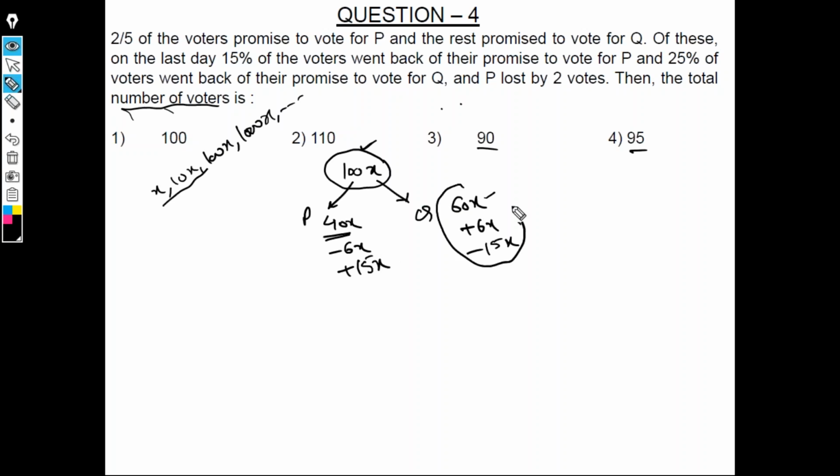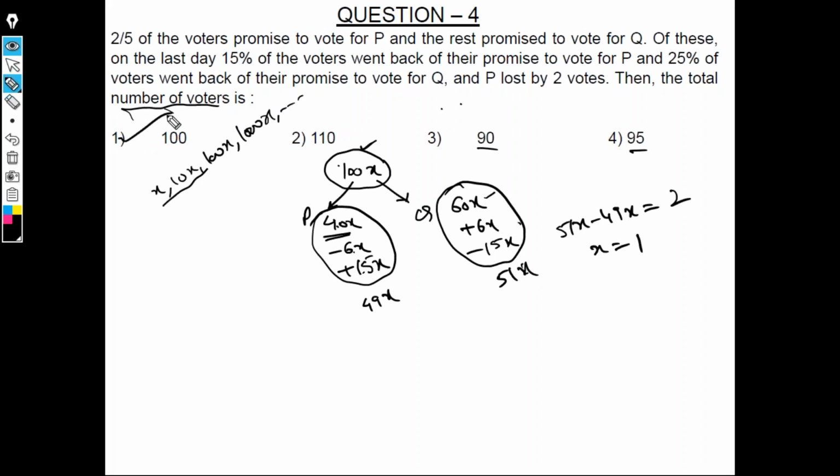Guys, we just need to add these values. So it is 40, 55 minus 6 is 49x. So this adds up to 51x. So 51x minus 49x given to you is 2. X comes out to be 1. So the total number of voters are 100. Is it clear, everyone?